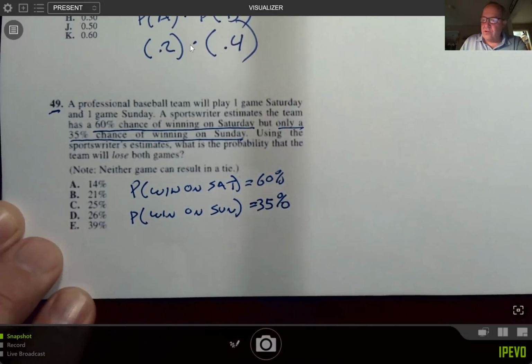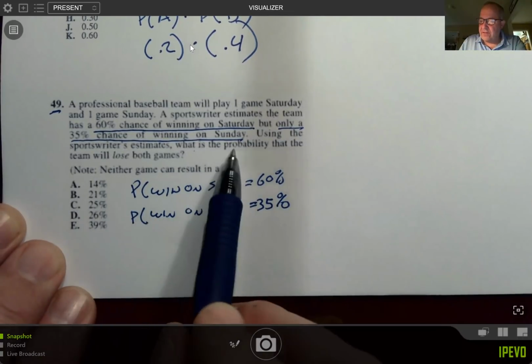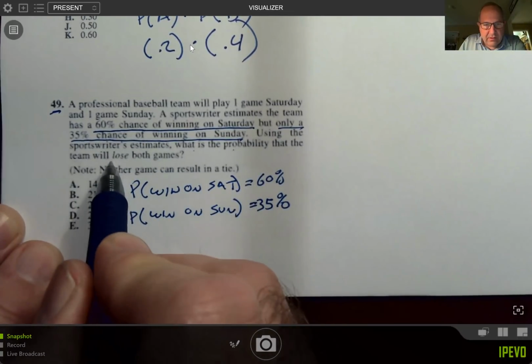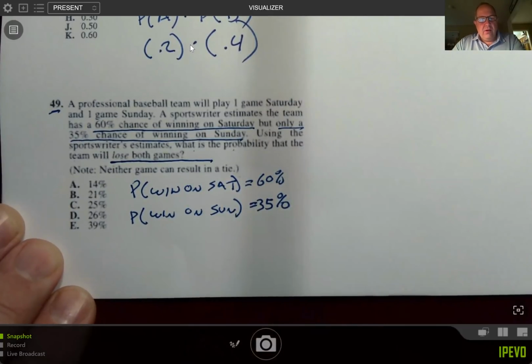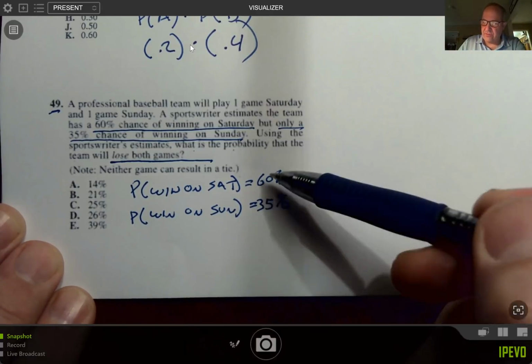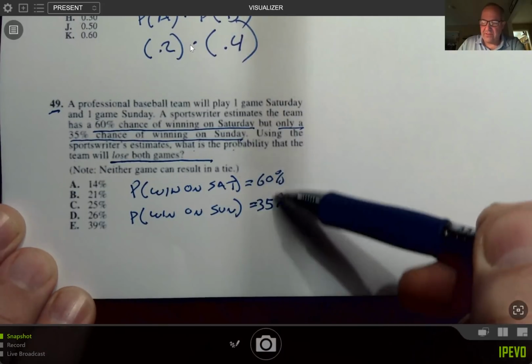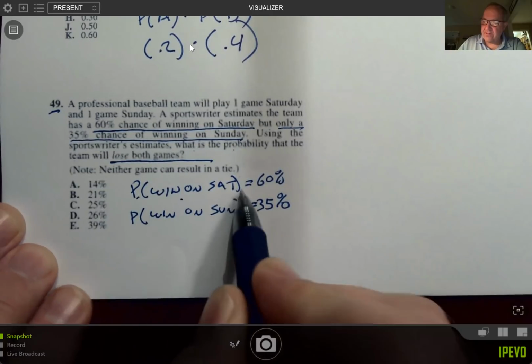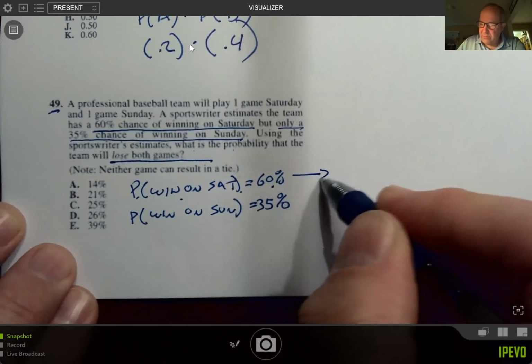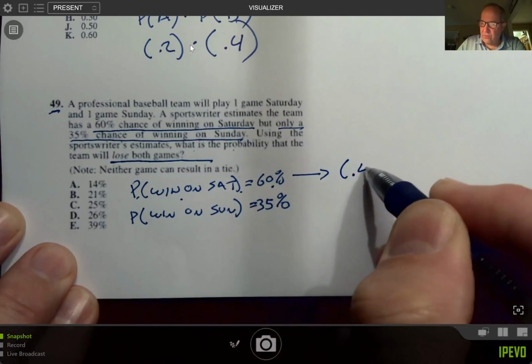Okay. Now, using these estimates, what's the probability that the teams will, now look closely, lose both games? As ACT is not really cruel, they don't have the answer of when you multiply these two things out. They're not appearing there. But I think you would agree that if the probability of winning on Saturday is 60%, then the probability of losing would be 40%, right?